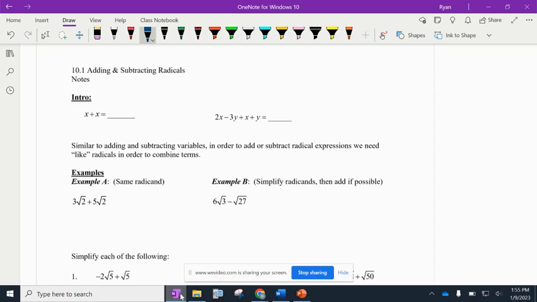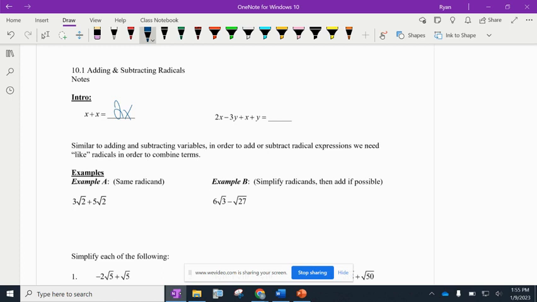This is section 10.1 on adding and subtracting radicals. So a little bit of background on this. If we're going to add 1x plus 1x, we're going to get a value of 2x's. Notice the exponent stays the same. We just add the coefficients that are in front.